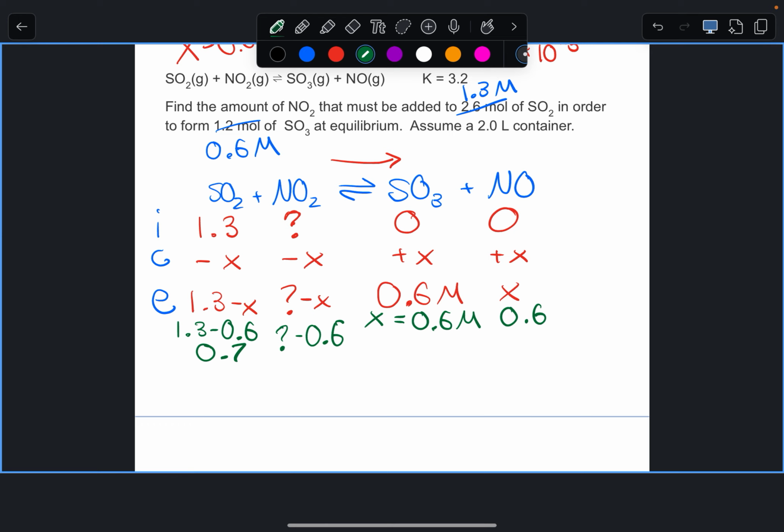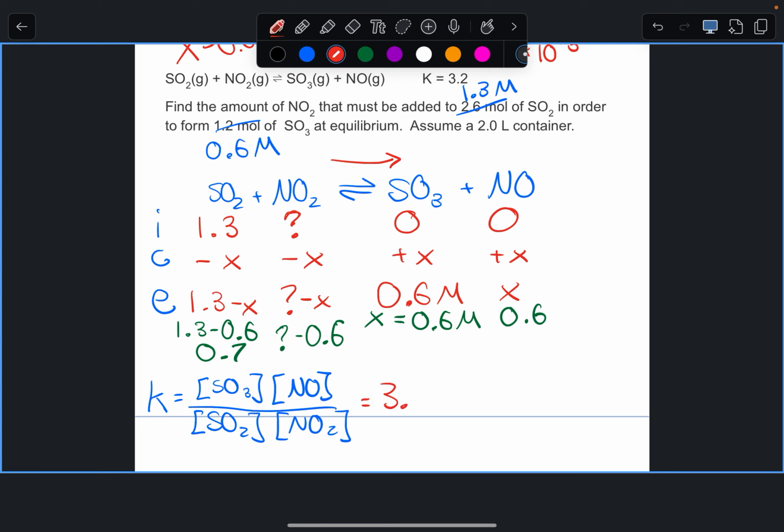Go ahead and set up your K expression and plug in those values and then solve for your question mark. If I was a math teacher, I would have labeled that as Y, but I wanted to be really clear that that is answering our question. The question is asking us about the amount of NO2 initially. Okay, so a few more minutes and I'll let you guys solve that.